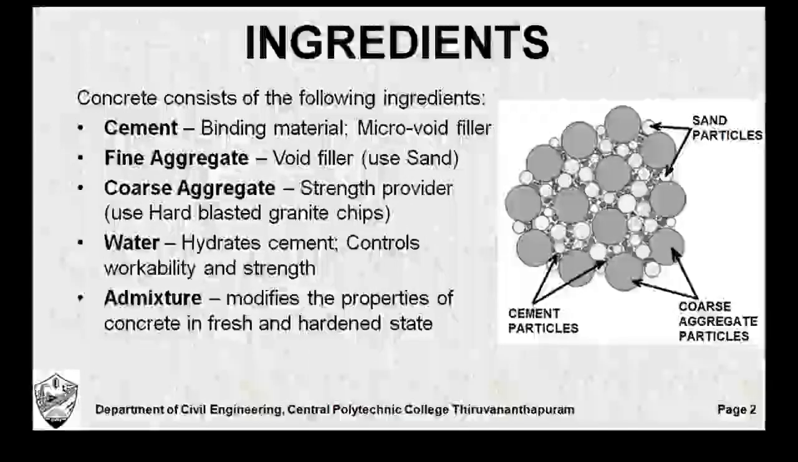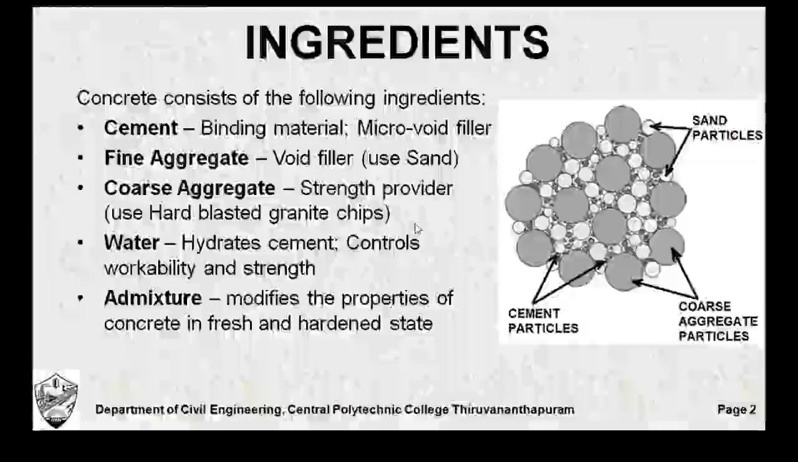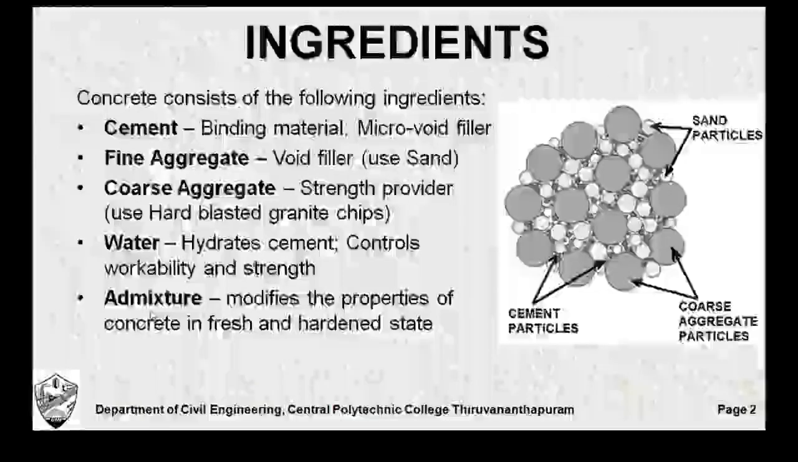Sand fills up the voids between the particles of coarse aggregate, yet between the sand particles themselves you will find voids. These micro voids shall be filled up by cement particles. So with the help of three kinds of particles you can prepare a concrete structure of very less voids, and thus the structure becomes more dense. Now let's study each of these ingredients of concrete.